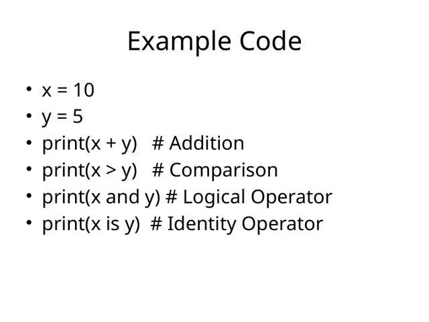Moving on, print of x and y demonstrates a logical operator in Python and checks if both conditions are true, and since both x and y are non-zero, it returns the value of y, which is 5. Finally, print of x is y tests for identity, meaning it checks whether x and y refer to the exact same object in memory. Since they are separate variables with different values, this will return False. These examples highlight some fundamental concepts: arithmetic operations, comparisons, logical operations, and identity checks, each crucial in controlling the flow and logic of our programs.